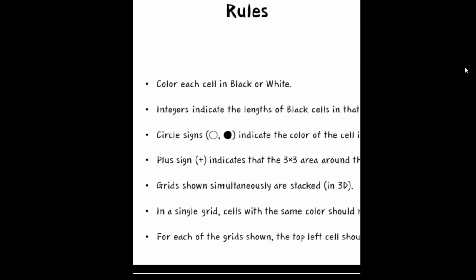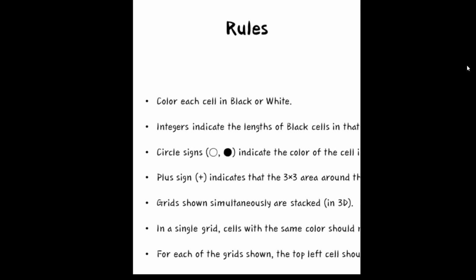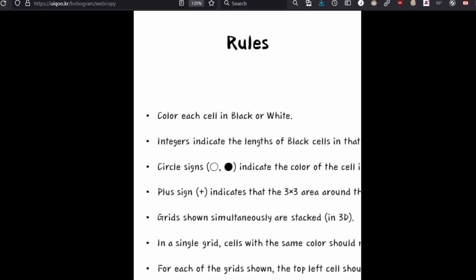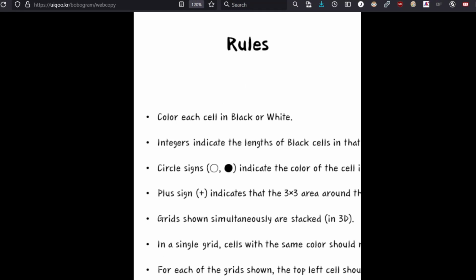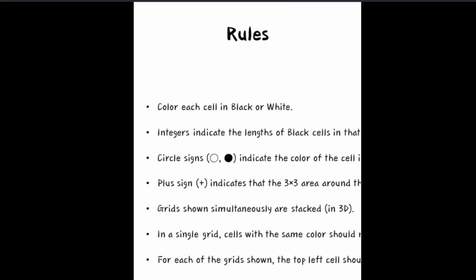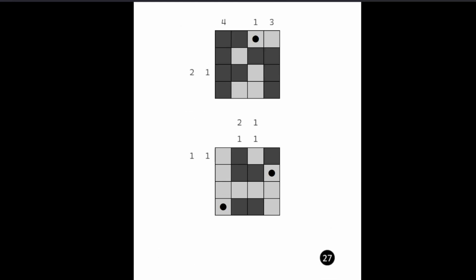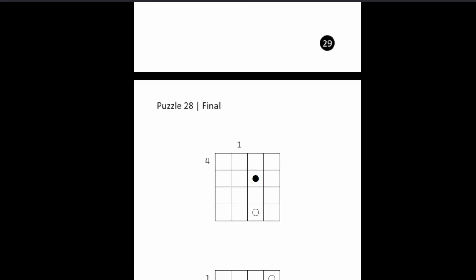Here's the rule page, by the way. Take a screenshot if you want. Oh, by the way, here's where we are. This is the web page. uiq.kr. uiqoo.kr/bobogram/web copy. Of course, you don't need to say /web copy. Okay. We can just go to the main page for Bobogram.